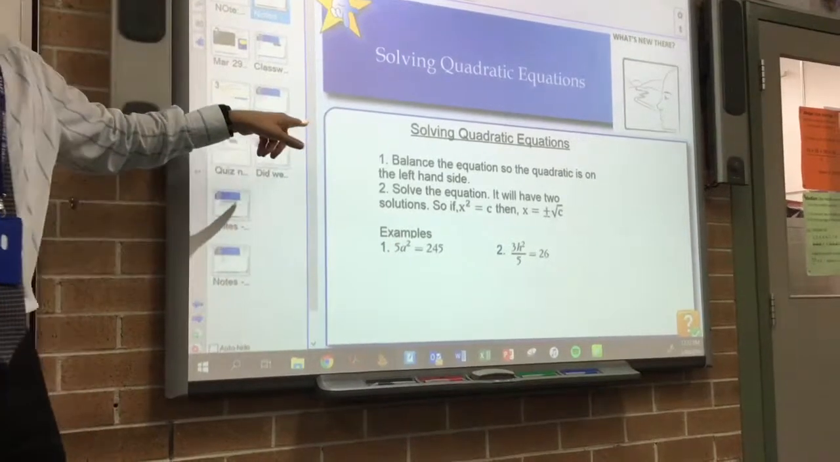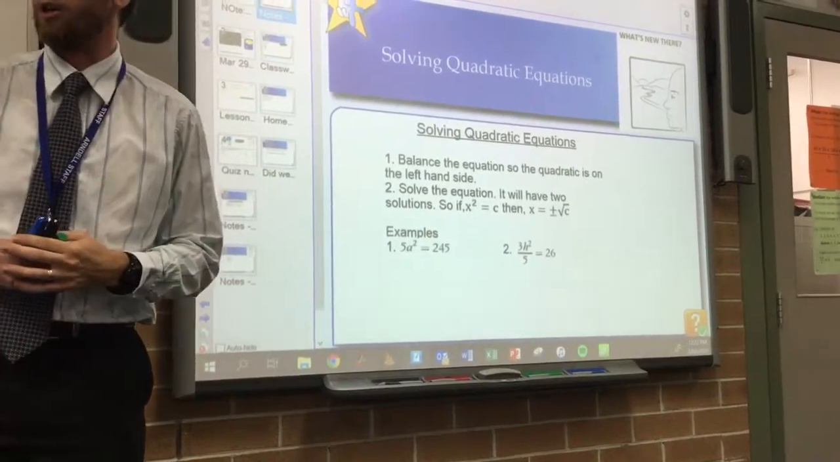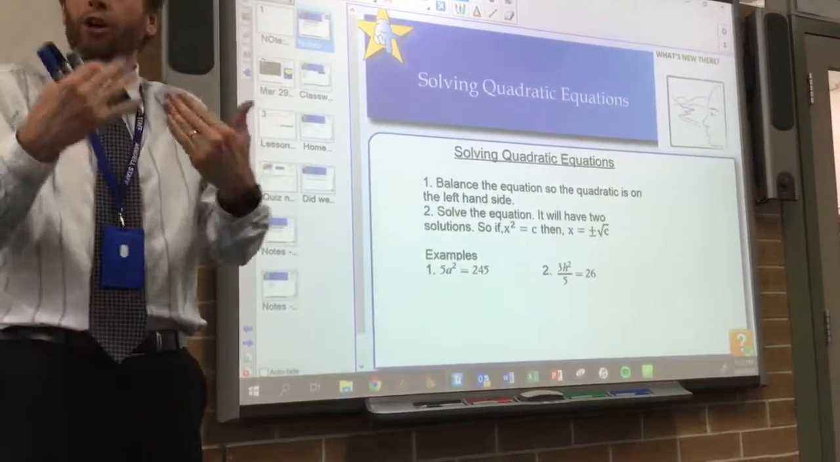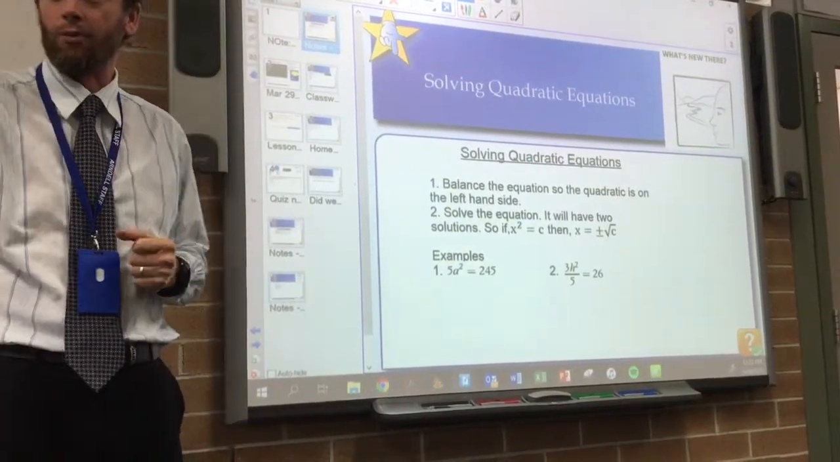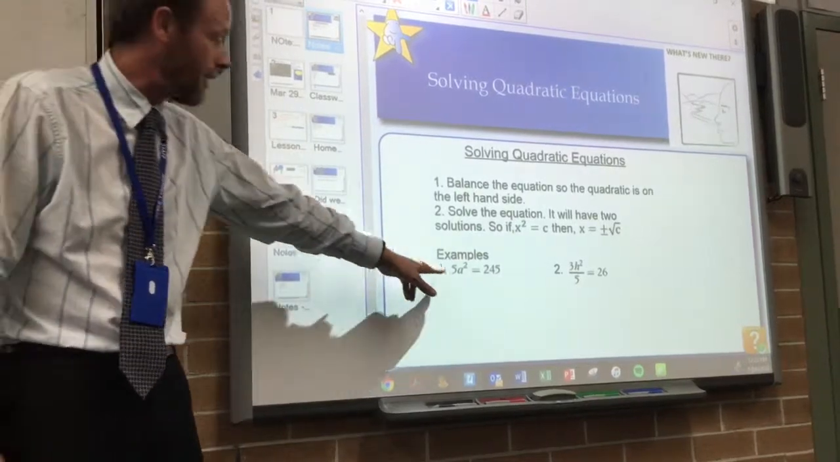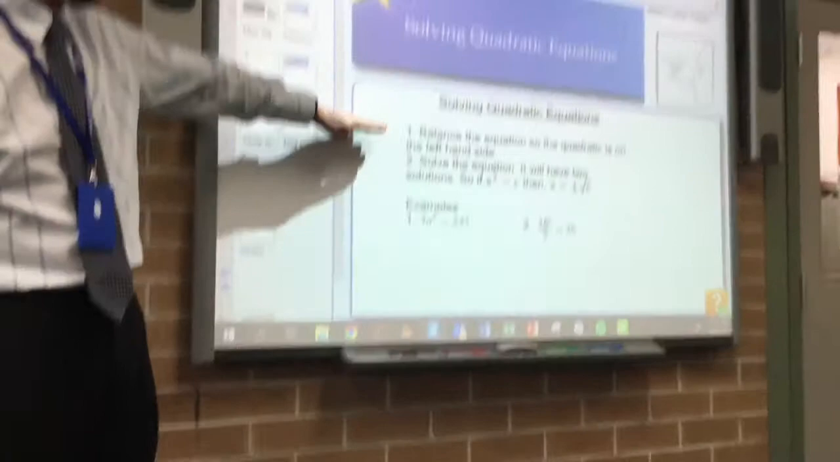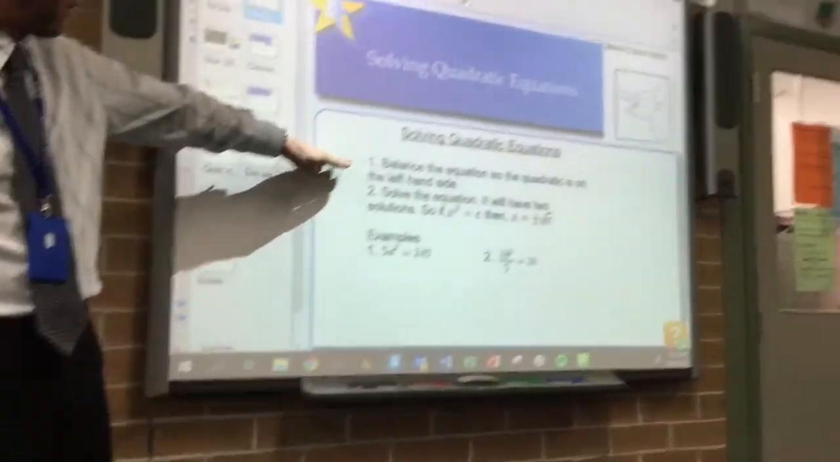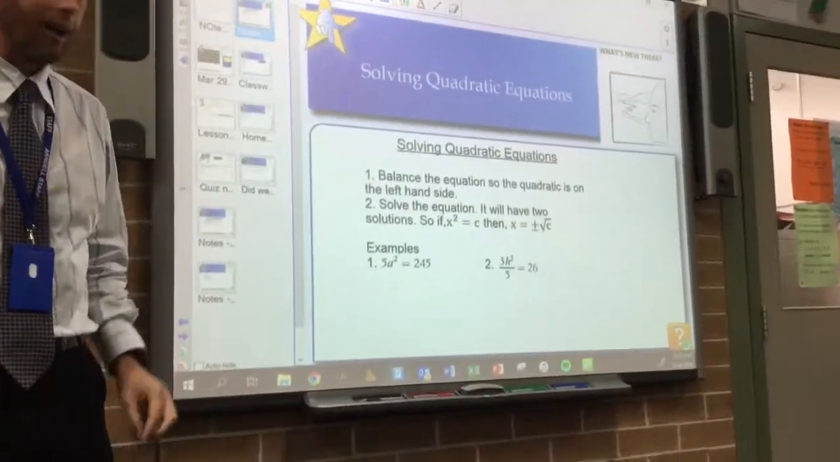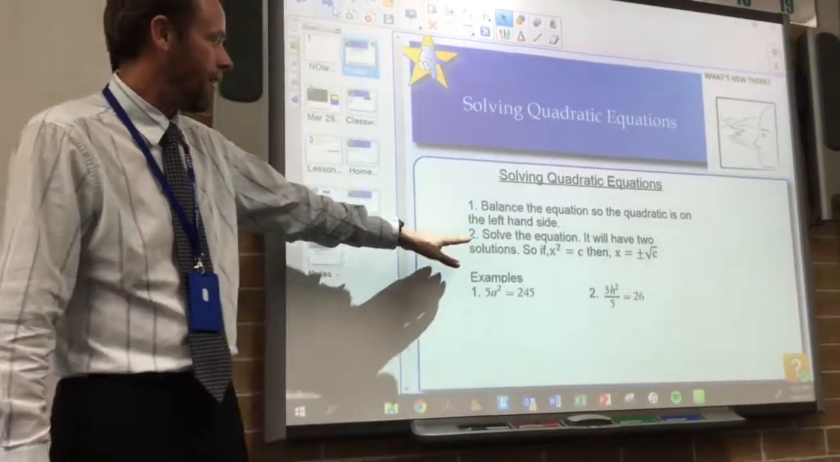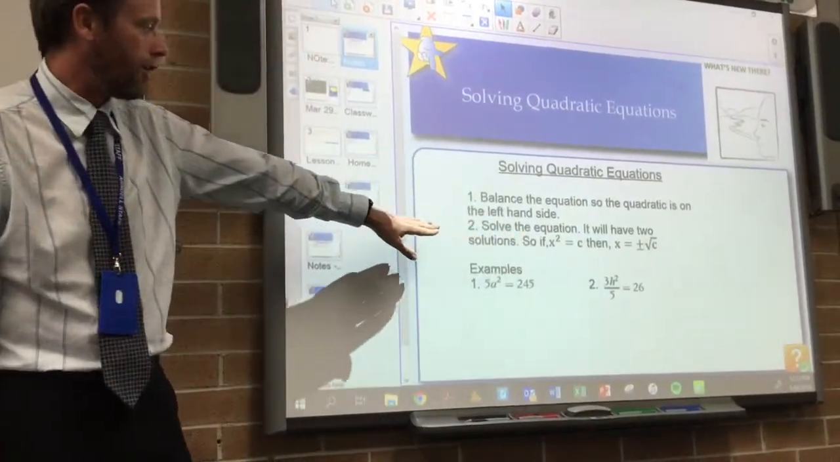Today we're going to be looking at solving quadratic equations. Now we did a bit of an investigation the other day on this, and so hopefully you can remember some of the things we picked up, especially when it comes to terms with squared. What we need to do firstly though is balance the equation so the quadratic is on the left hand side. That will make our process much easier. Then we solve the equation.